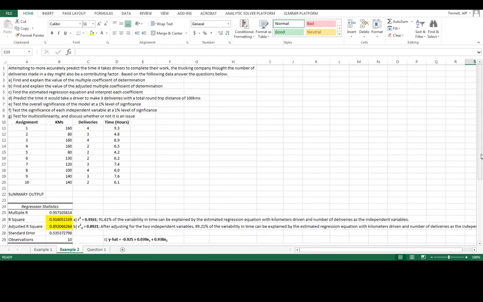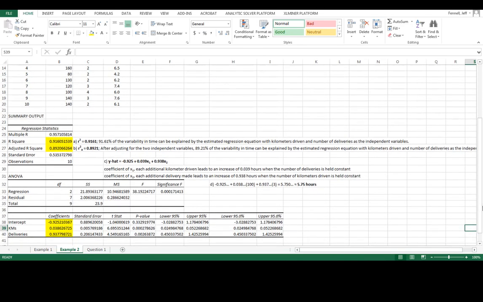For parts E and F, now that we're dealing with multiple regression, there are 2 separate hypothesis tests that we have to perform. So we have the F test, which tests the overall significance of the entire model. So whether there's some sort of relationship at all in this model. And if the F test passes, then we move on to the individual tests on each of the independent variables, known as the T test. So we have the F test to test overall significance and the T test to test individual significance.